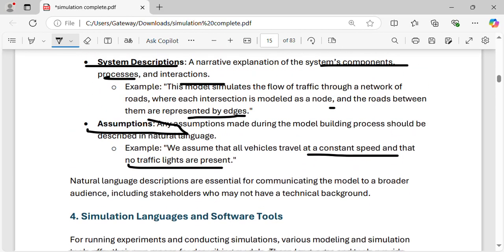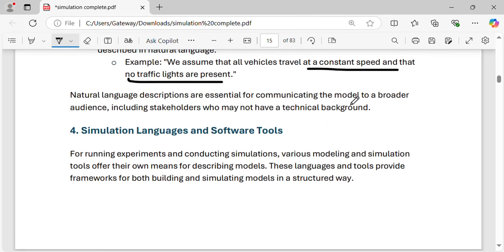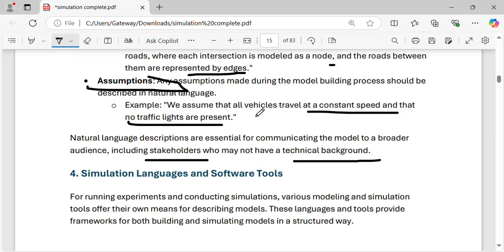Then we can write the assumptions that we have, right? They are essential for communicating the model to a broader audience, including stakeholders who do not have a technical background, and they're useful in the modeling and the documentation later on.